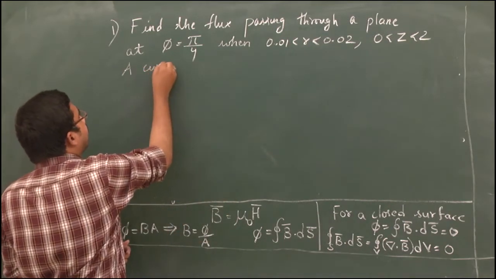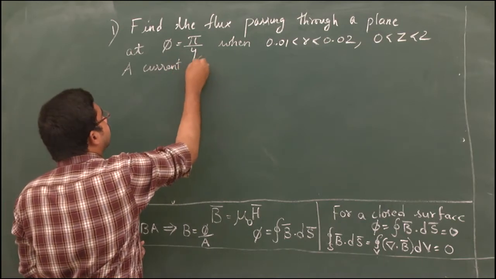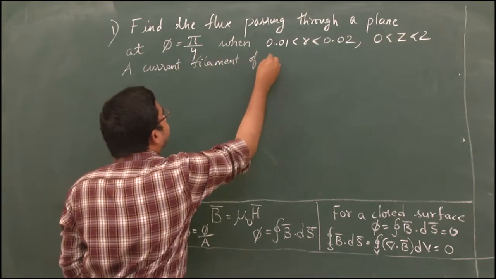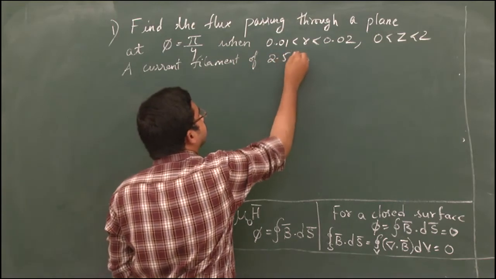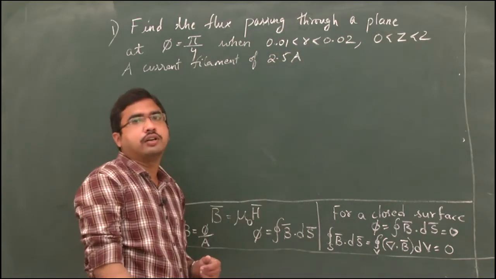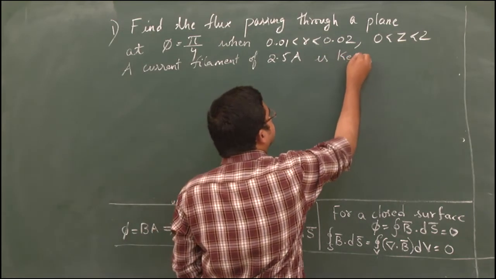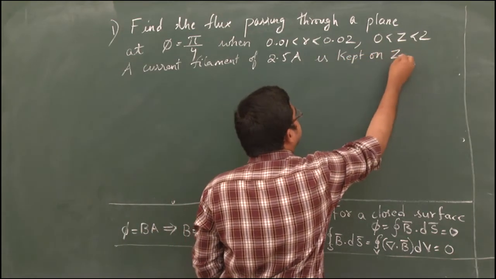A current filament of 2.5 amps is kept on the z-axis.